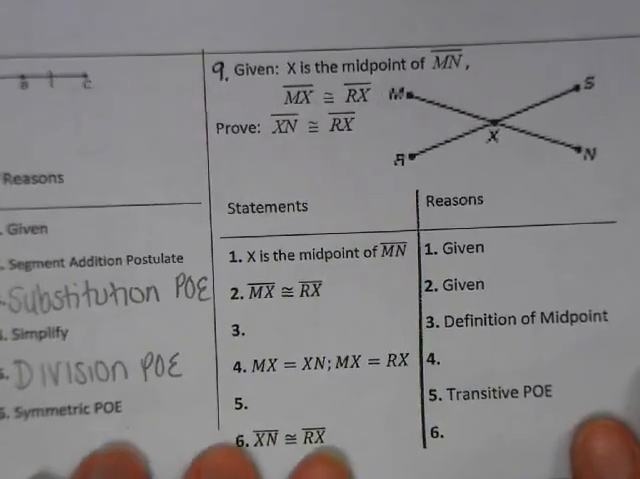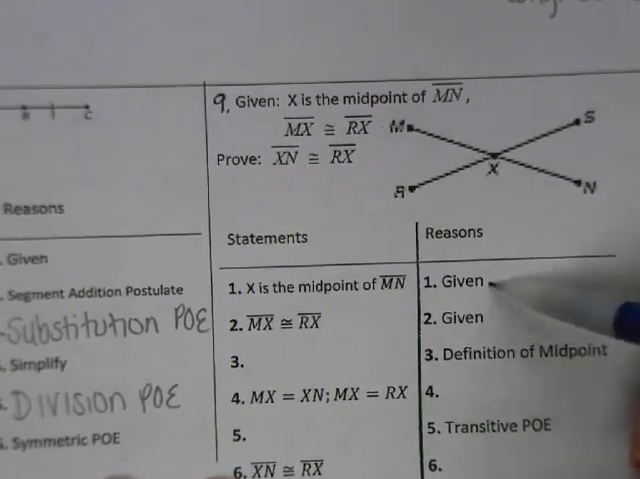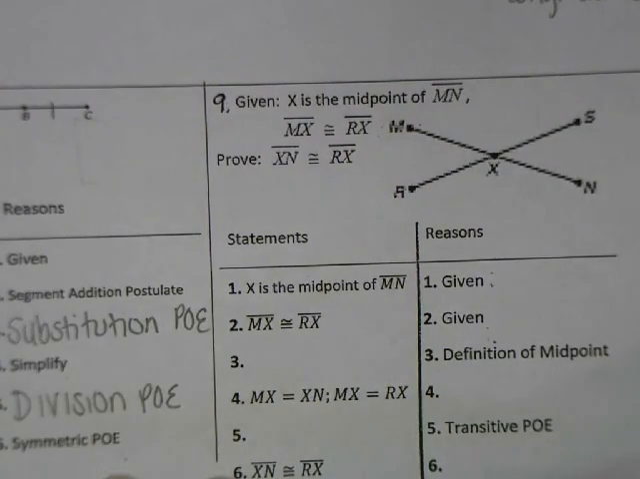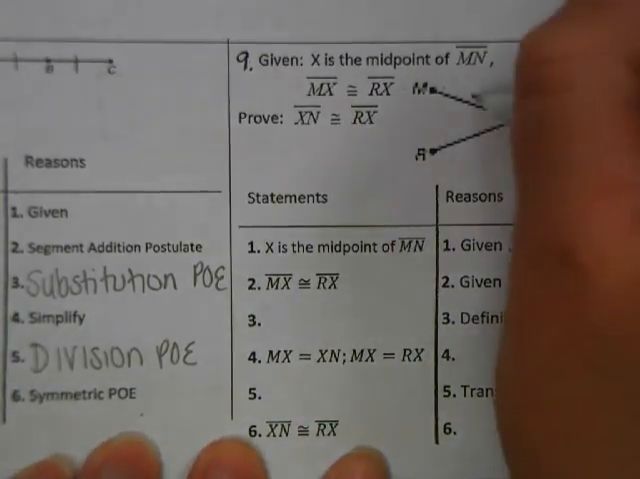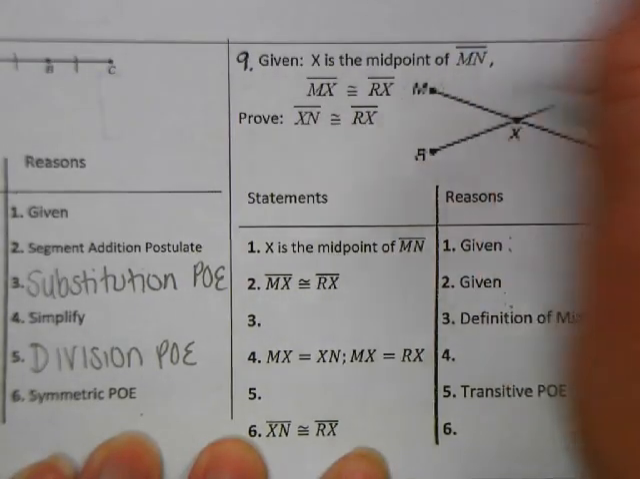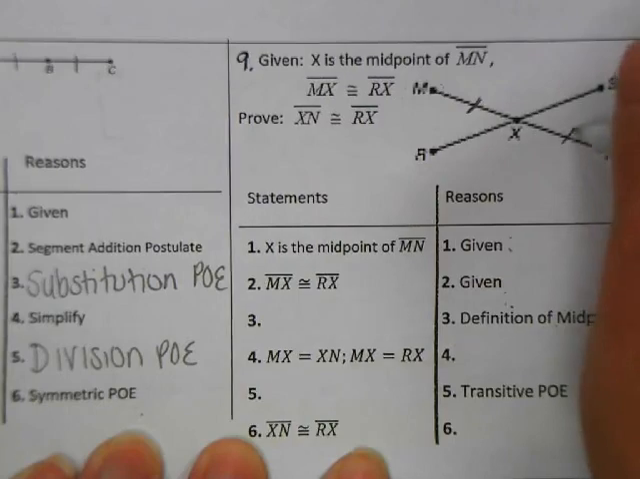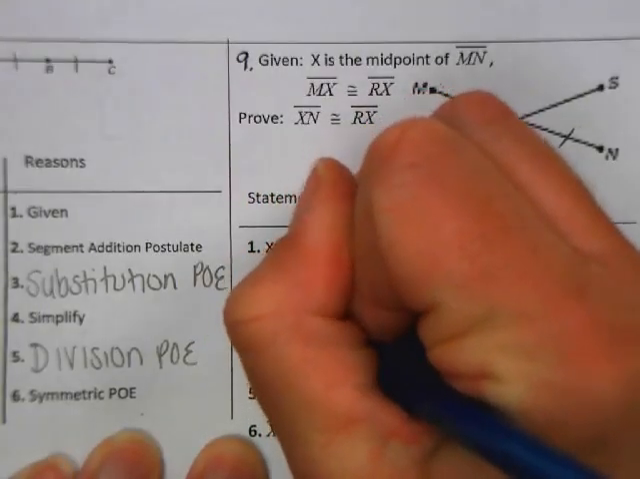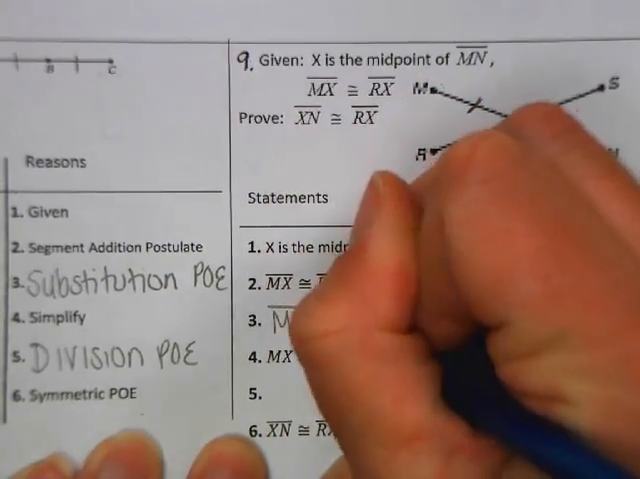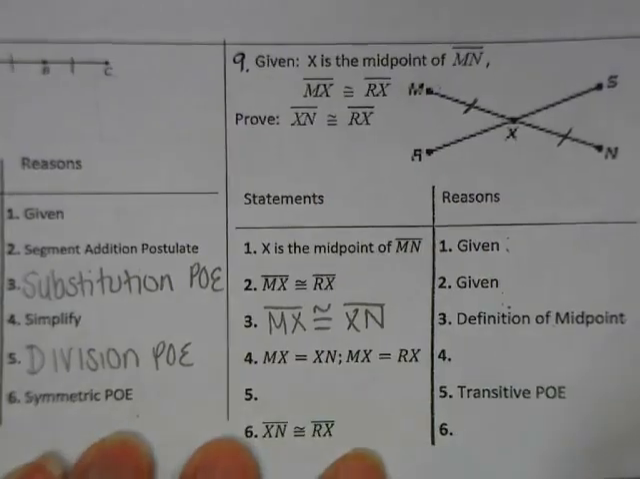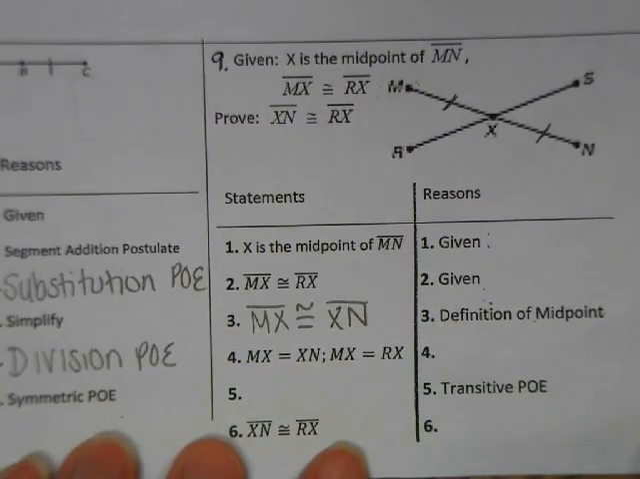And then the last one, you have 2 pieces of given information. The first one is that X is the midpoint of MN. So if you're going to use the definition of a midpoint, you're going to state that if X is the midpoint of MN, then MX and XN are congruent. So MX and XN are congruent because that's what the definition of the midpoint actually states.